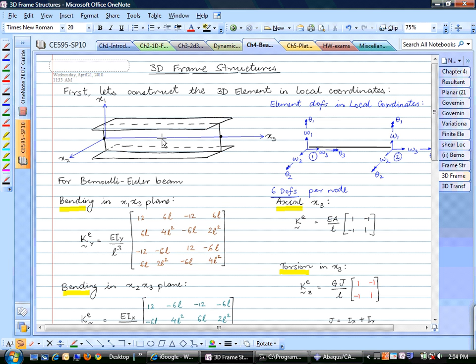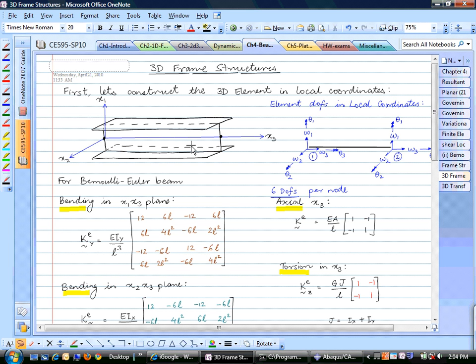So if you think about it, this is a little bit weird, if you think that the bending in the two directions is independent. If you're bending in the x1, x3 plane, you're saying that the beam deforms like this, but in the other direction, in this direction, it has not deformed at all.